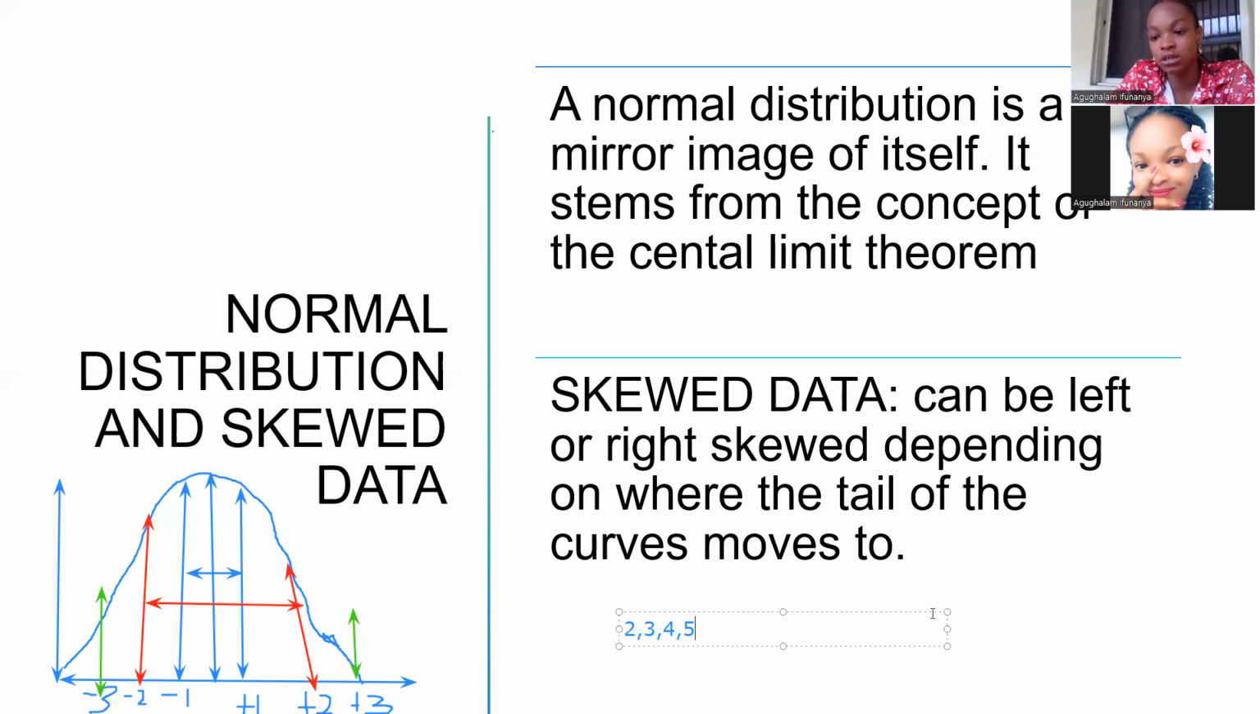So what is the formula for z-score? Z-score is equal to the individual x, that's the individual numbers, minus the population mean, all over the standard deviation.